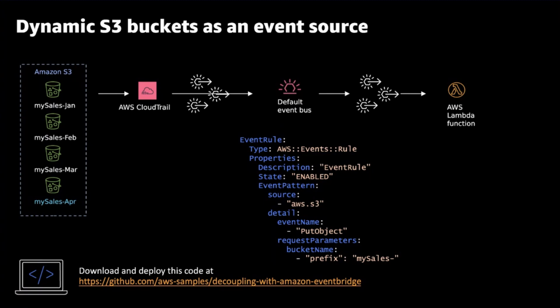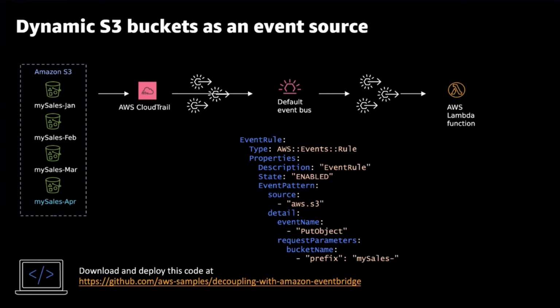These buckets follow the naming convention, my sales, and then the month. To do this, in the event rule, you can simply use the prefix operator to match any bucket beginning with my sales. And then the native S3 to Lambda event source mapping only allows you to map functions to existing buckets. So this approach allows you to dynamically map events even for buckets that aren't created yet. So when new buckets are created, my sales April, my sales June, etc., matching events from those buckets will trigger the function.